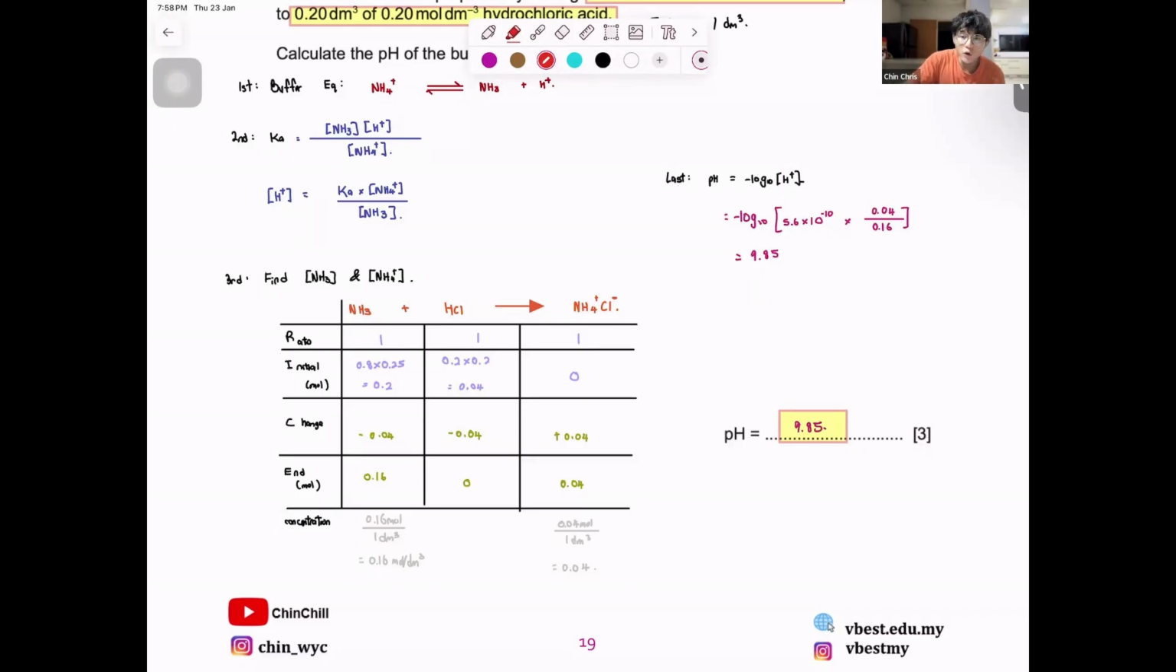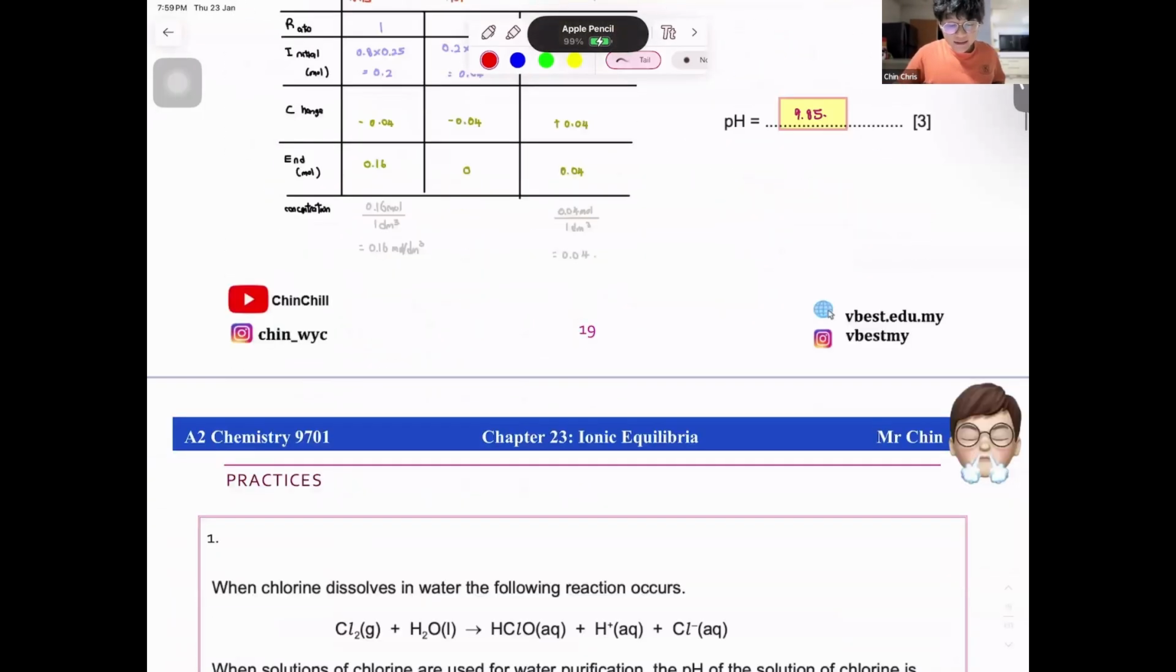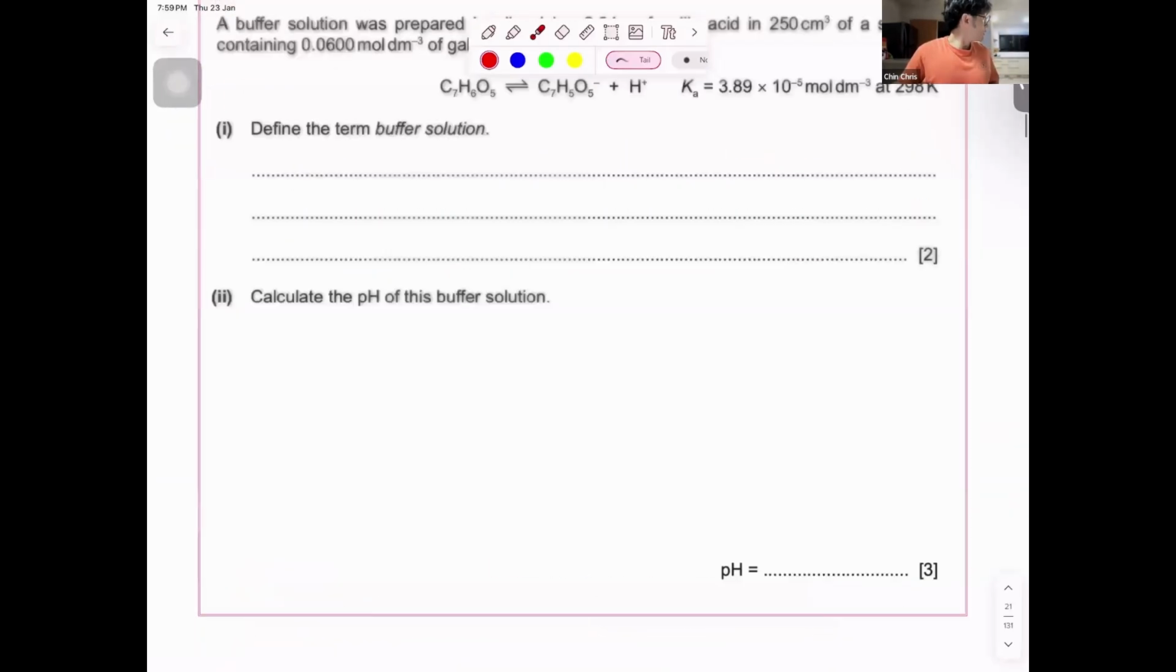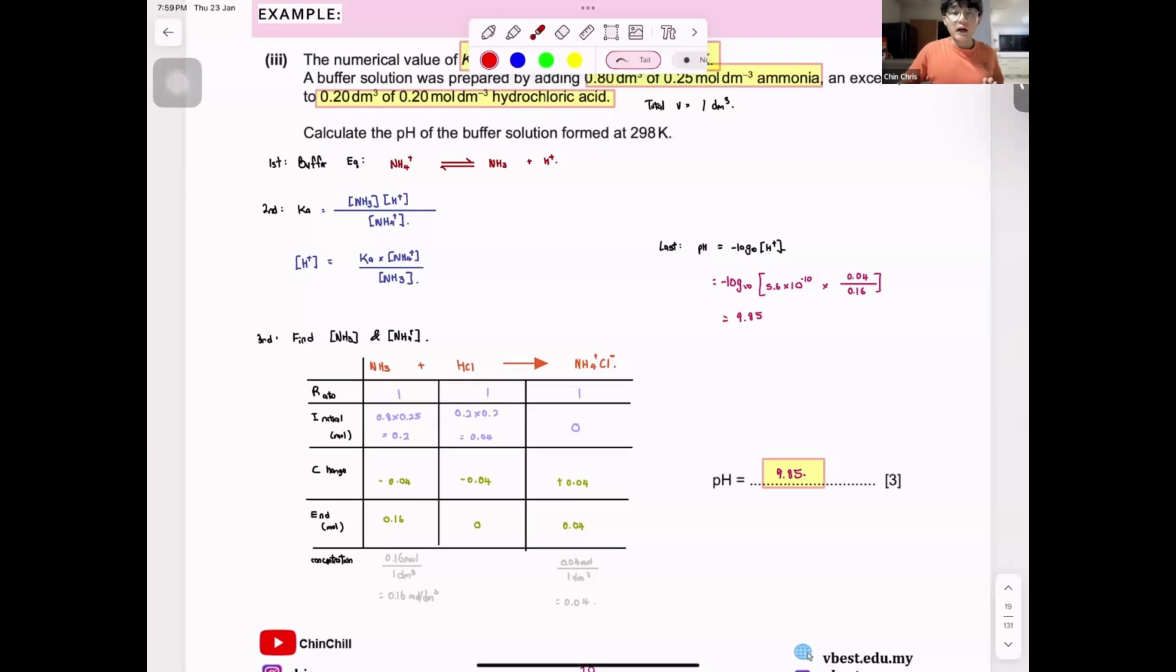Okay, so this is one of the questions whereby the concentration of the conjugate is not given to you. So you have to find your conjugate concentration by using a RICE table. Okay, so please write it down. We'll stop the lesson here. We have a lot of practices here. The next class, we will finish the entire Ionic Equilibria. We just need one more lesson to finish up Ionic Equilibria.